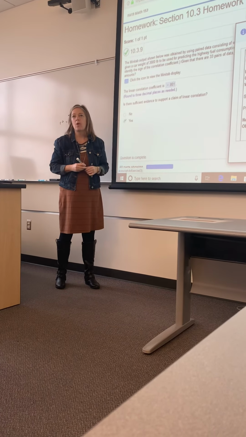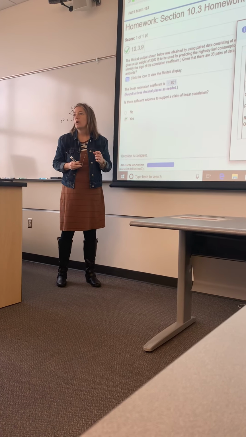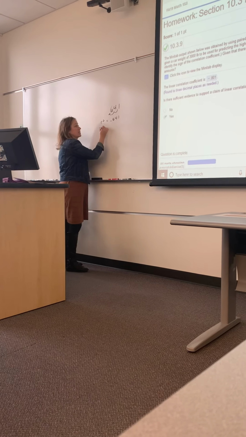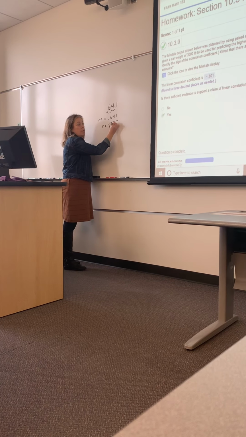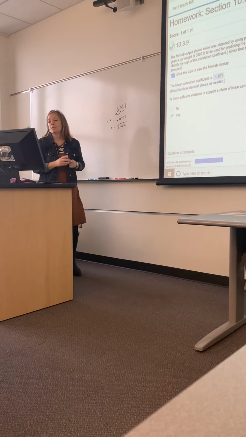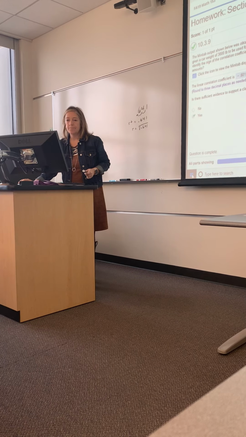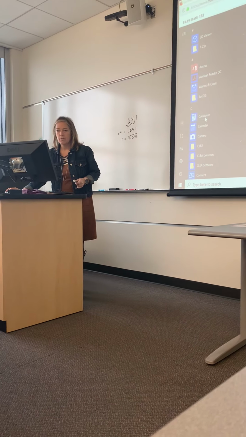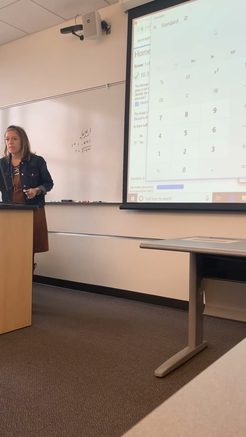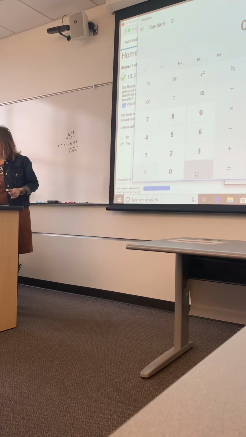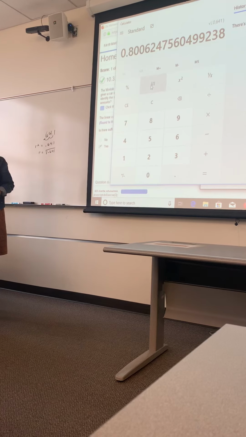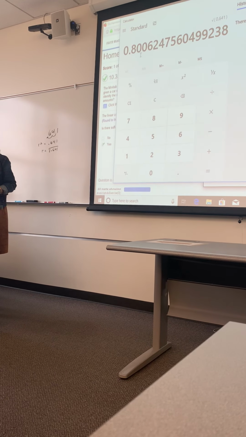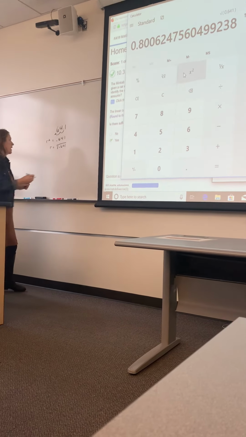So the correlation coefficient is the value of r. So what you need to do is take the square root. So r is going to equal the square root of 0.641. So then you go to your calculator. I'm going to enter in 0.641 and take the square root. So I get 0.80062, okay?